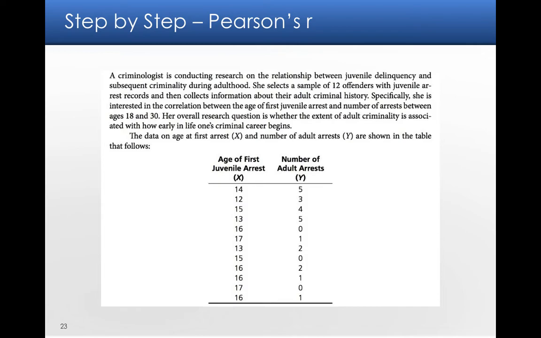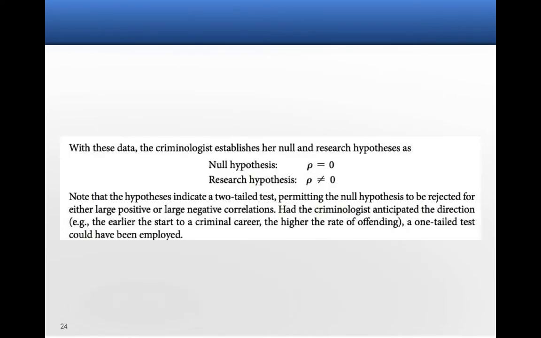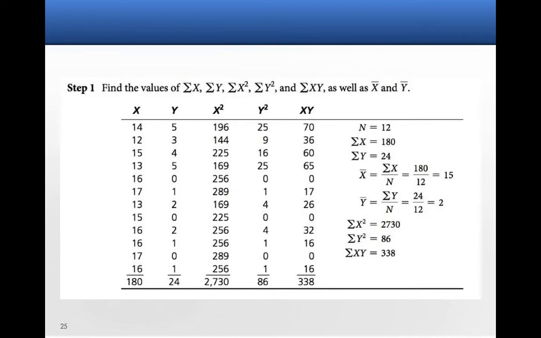Okay, so our X variable is the age of first arrest, and Y is the number of times they were arrested as an adult between 18 and 30. Okay, so her null hypothesis is rho equals 0, and her research hypothesis is rho does not equal 0. Okay, so now we're going to set up our data, right? And we're going to find all those numbers that we need.